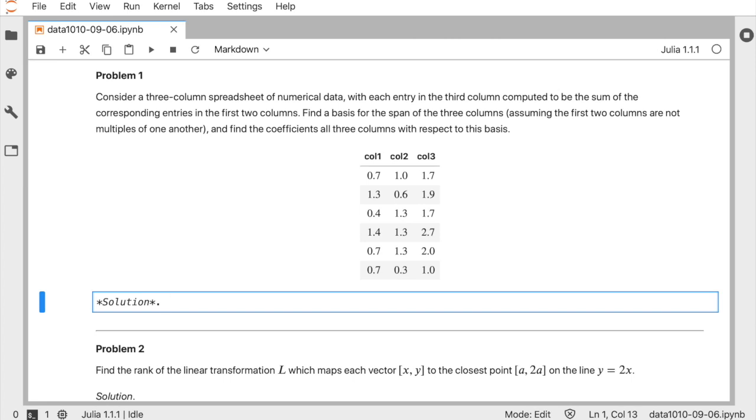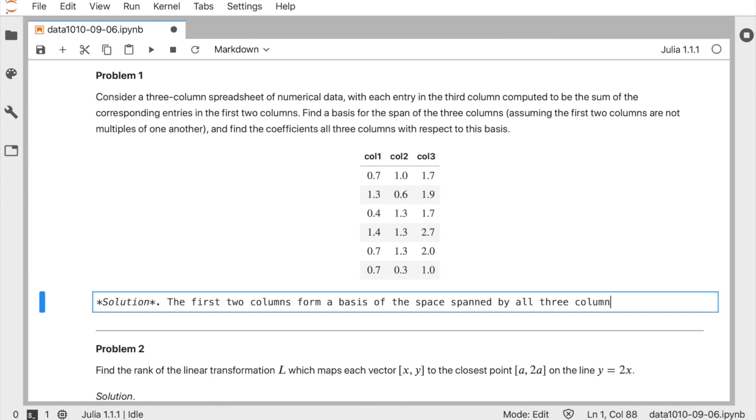Since the third column is equal to the sum of the first 2, it's in their span. So the 3 columns together are linearly dependent. Therefore, they don't form a basis. However, we can always form a basis with the same span by going through the columns one at a time and discarding any columns we encounter that are in the span of the previous ones. So in this case, columns 1 and 2 will be kept, and column 3 is in the span of the first 2, and so it will be discarded. So we can say that the first 2 columns form a basis of the space spanned by all 3 columns.